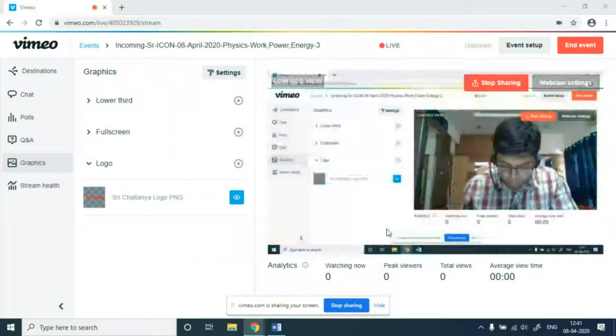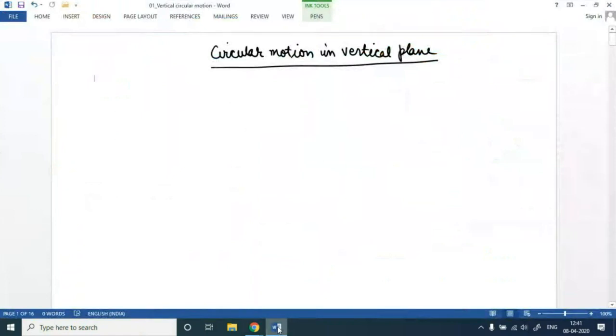In today's lecture, we will try to cover vertical circular motion, or circular motion in a vertical plane, and then we will talk about the relationship between a conservative force and the potential energy. So let me share my screen with you. Let's start the discussion of circular motion in a vertical plane.